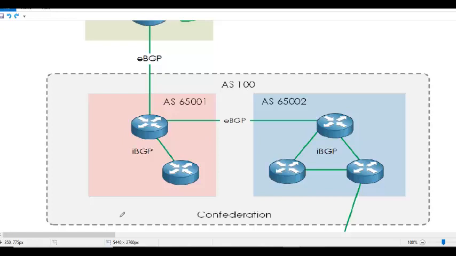Now, the eBGP relationship solves the problem. That's why we need confederation. Along with this, if you want, you can have a route reflector also. See, if you have more routers, you don't have this link, and you've got more routers here. So the route will go from here to here. You can reflect it here.